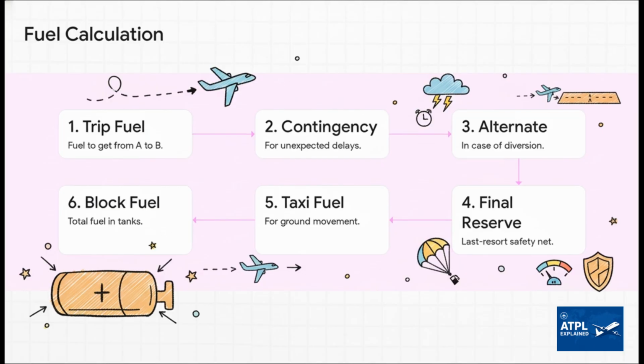And last, you account for taxi fuel to get from the gate to the runway. Add it all up, and what do you get? Block fuel. That's the grand total in your tanks right before you start the engines.